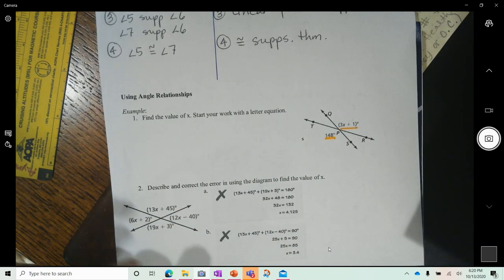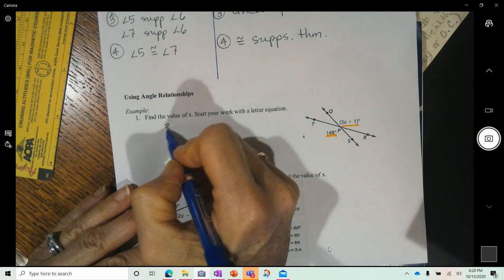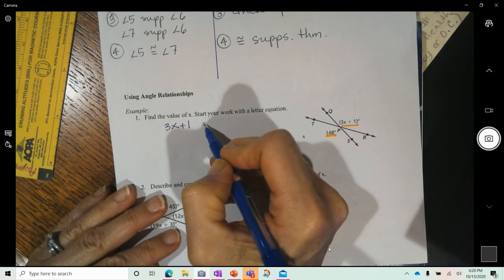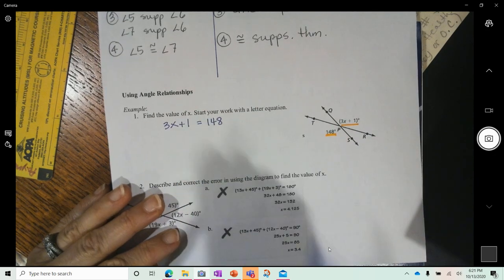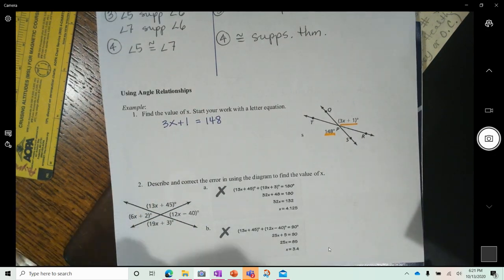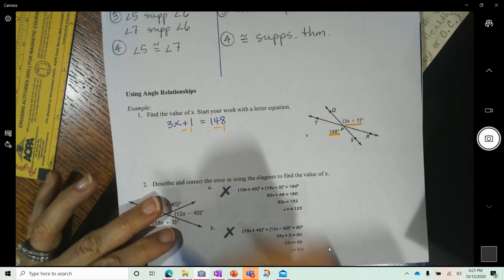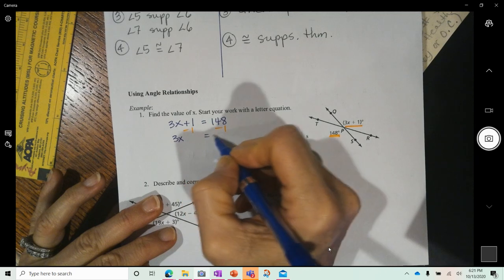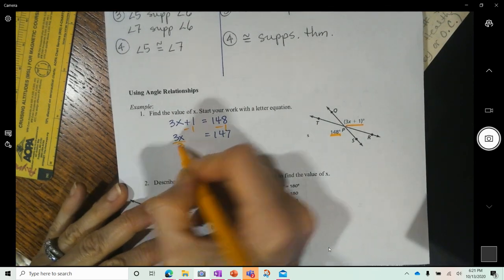And when it says start your work with a letter equation, what it means is don't just go straight to x. It means an equation, right? So that means 3x plus 1 equals 148. That's starting with a letter equation. Of course, we're going to make sure we do everything to make the x alone, which of course you can do because you're all excellent algebra students.